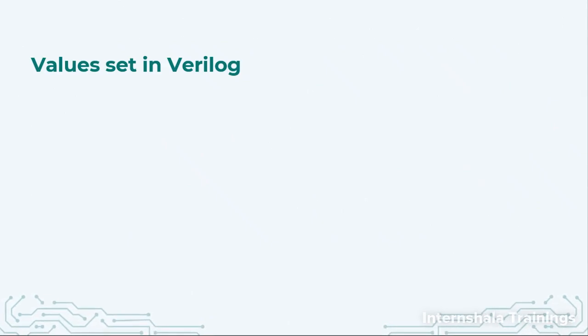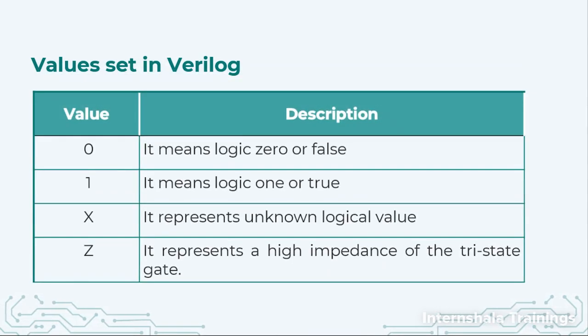Now, when we know that we can hold some values, then we should also know what values are possible to be stored. So there are 4 possible values. 0 means logic 0 or false, 1 means logic 1 or true, and then come 2 interesting values. X means unknown. That means we have not calculated anything or assigned anything. And Z means high impedance or tri-state.